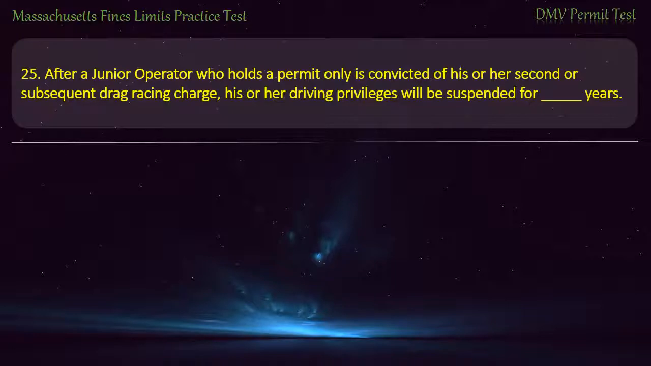Question 25. After a junior operator who holds a permit only is convicted of his or her second or subsequent drag racing charge, his or her driving privileges will be suspended for years. 5, 3, 2, 4. Answer: 3.